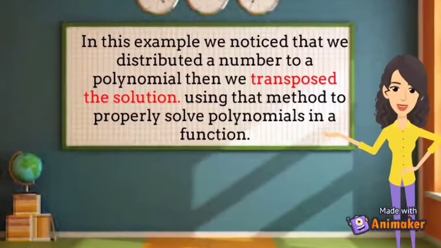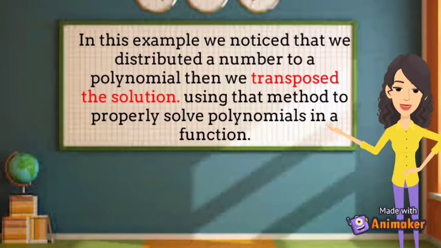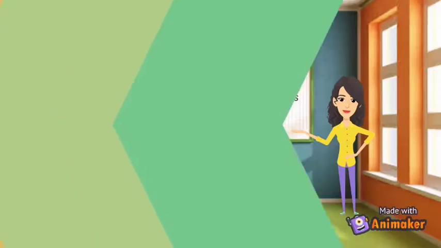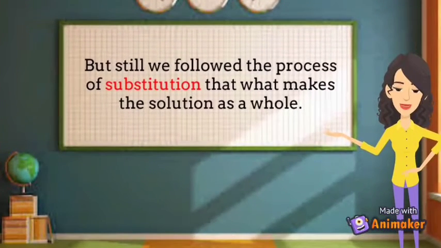In this example, we notice that we distributed a number to a polynomial, then we transposed the solution, using that method to properly solve polynomials in a function. But still, we follow the process of substitution, which makes up the solution as a whole.